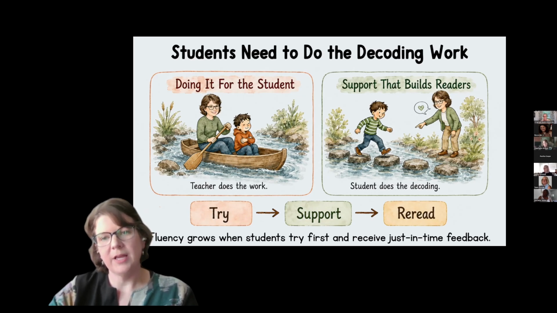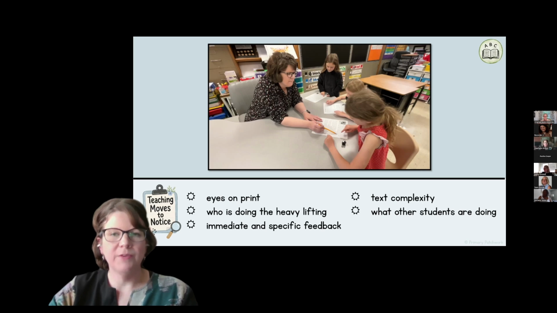But the key piece of building accuracy, that first building block of fluency, is that students need to do the decoding work with that feedback and support to help them grow. Nothing else can replace that experience. Here's a short video clip of what this can look like. And I have some teaching moves that you can look for while you're watching the clip.